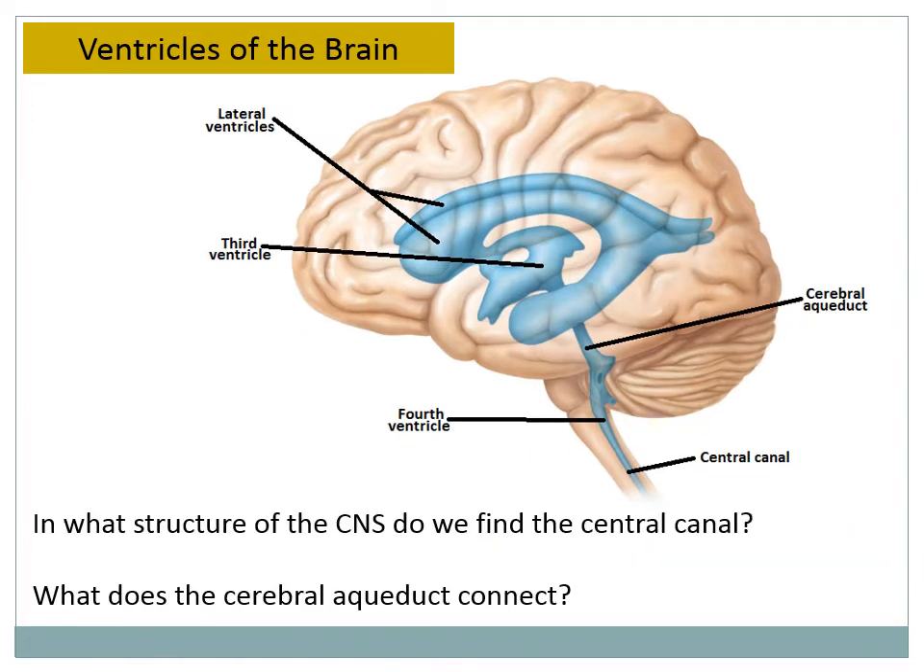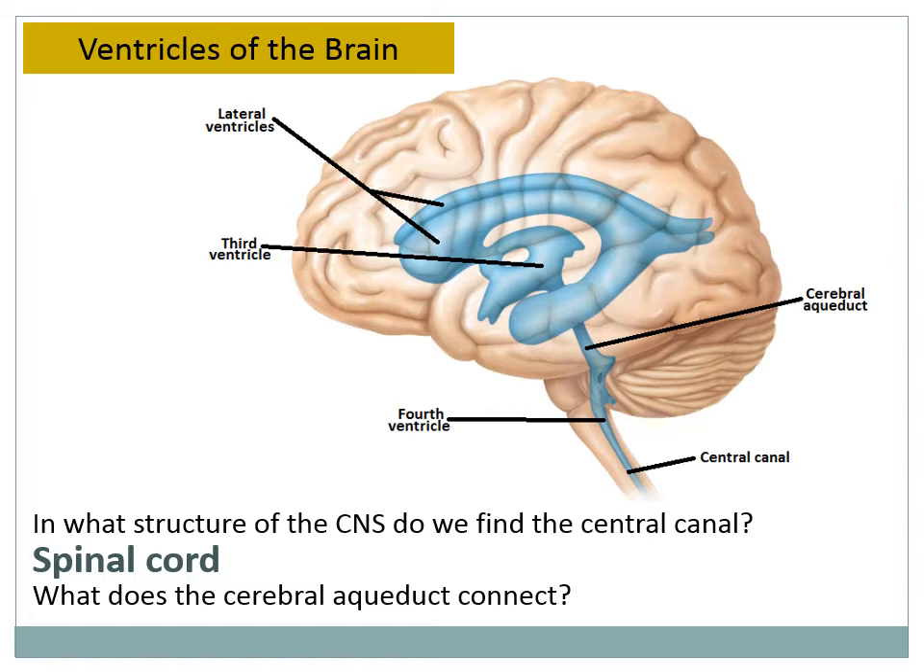Continuing to look at here, we can find a couple more parts to the ventricles. We actually have a cerebral aqueduct and we have a central canal. So in what structure of the CNS do we find the central canal? Well, the CNS is our central nervous system, so we find the central canal within our spinal cord.